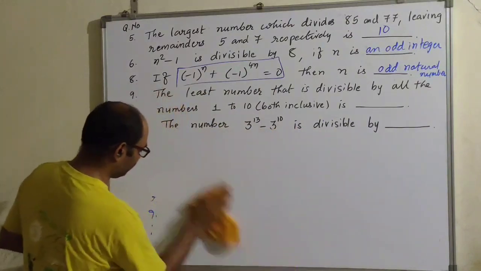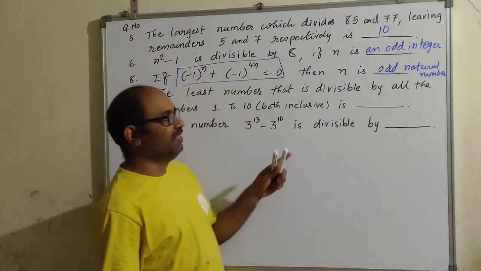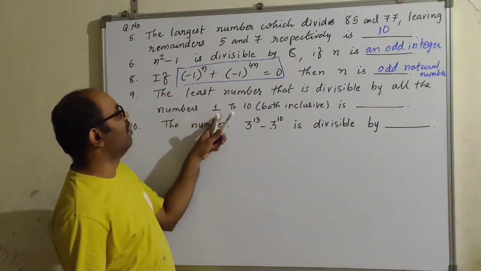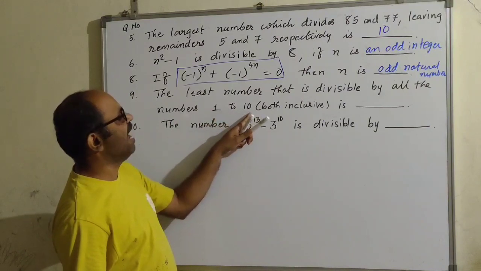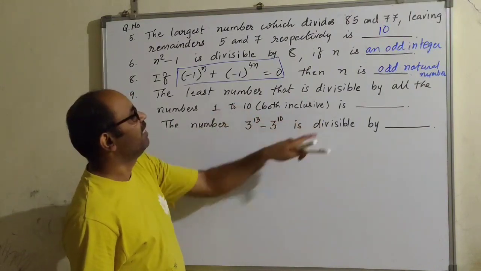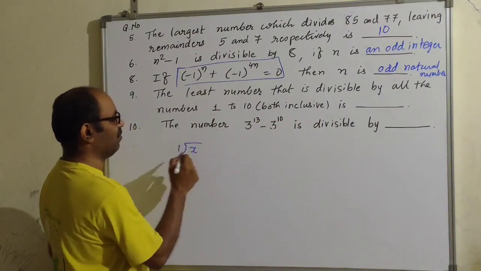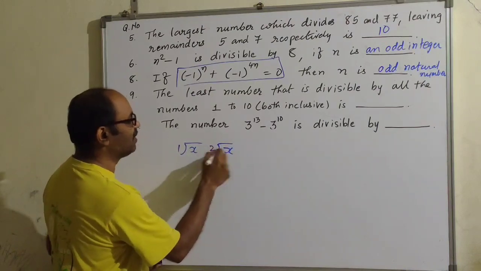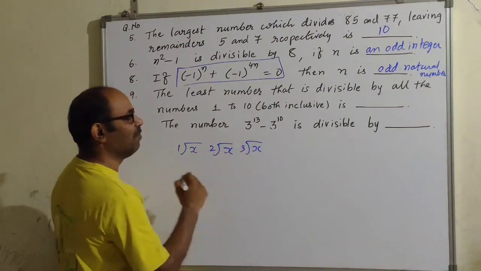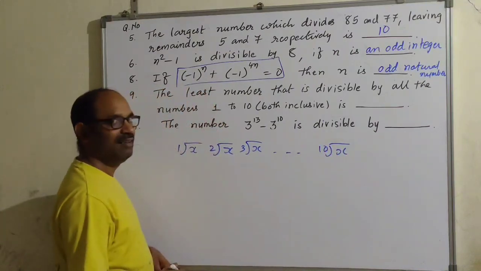Next, the least number that is divisible by all numbers 1 to 10, both inclusive, 1 is also included and 10 is also included. Is that the least number, children, that least number x divisible by 1, that least number x divisible by 2, least number x divisible by 3, up till that least number x divisible by 10.